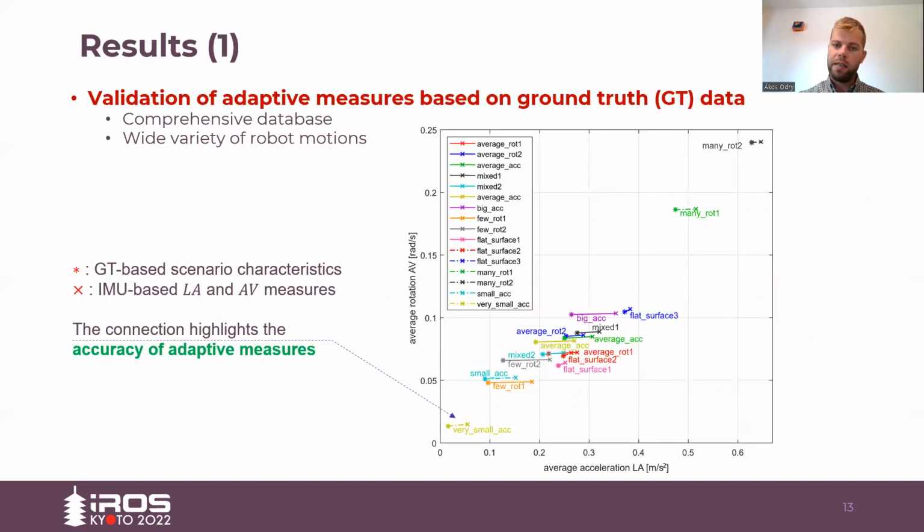This figure highlights two things. On one hand, the comprehensiveness of the generated database can be observed, since it is shown that the Husky robot executed both slow motions and highly accelerating and rotating motions. On the other hand, this figure also validates the introduced adaptive measures. Since we had the ground truth data, the ground truth based scenario characteristics could be compared to the adaptive measures.